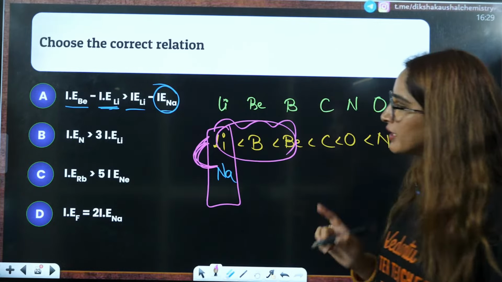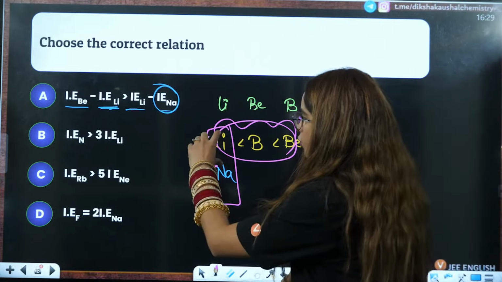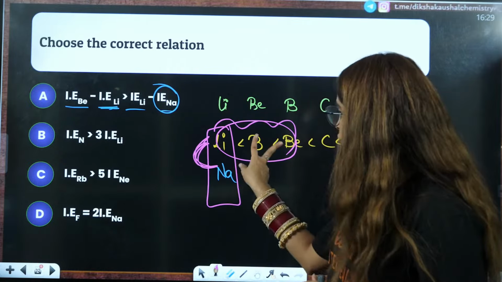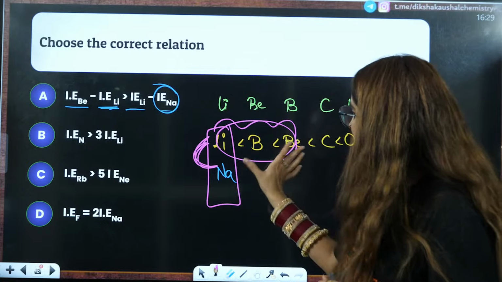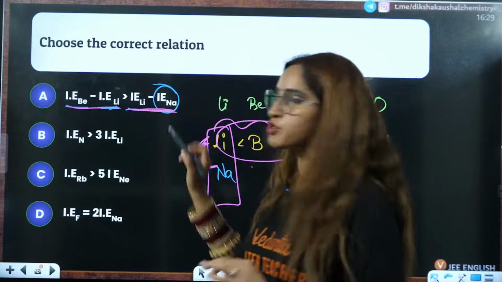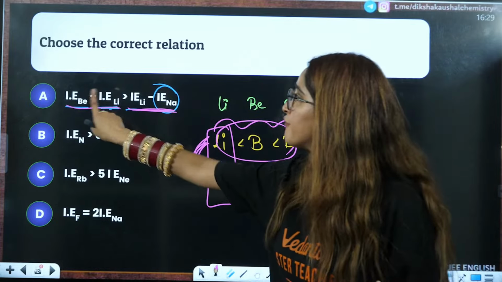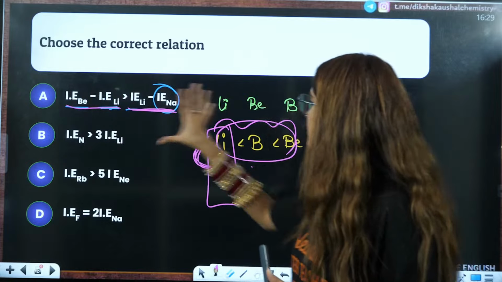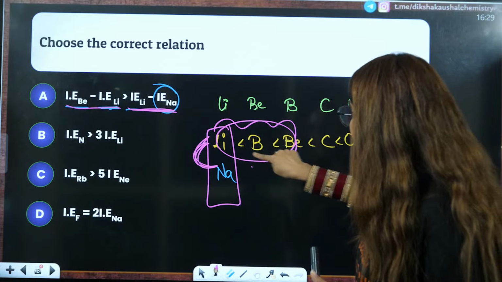So they are asking you the difference here. Lithium sodium is definitely less as compared to lithium beryllium. Here you have 2 steps, here you have 1 step. So that is why lithium and beryllium is greater as compared to lithium and sodium. The difference of lithium with beryllium and lithium with sodium. So lithium with beryllium is greater because of this exceptional trend.